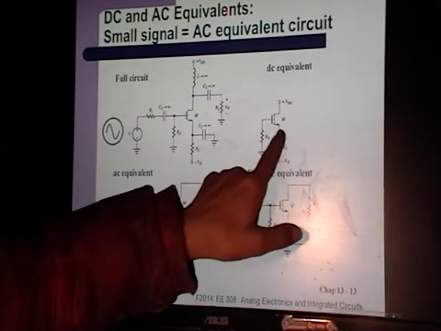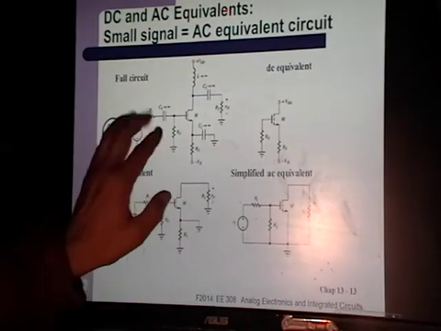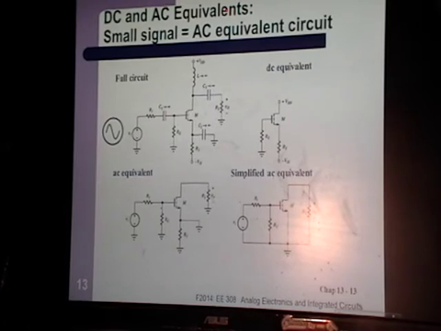This is an open circuit, so it disappears, and the output, it's an open circuit, so that disappears, plus this is disconnected. And that's the DC equivalent. That's what's left over. And if you were finding large signal, in other words, the biasing voltages, that's the model that you would use. That's the circuit that you would use.